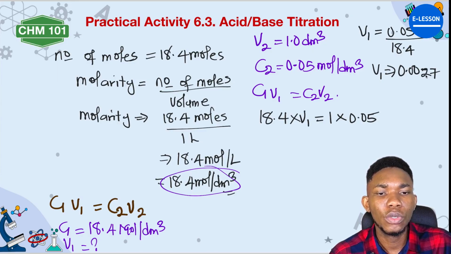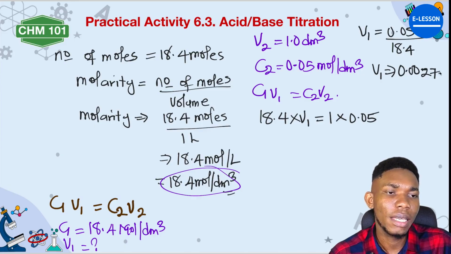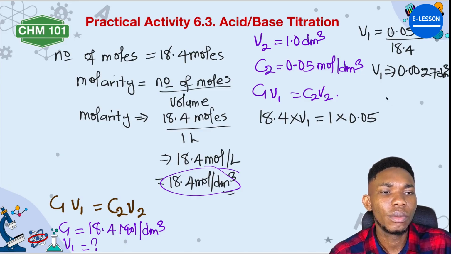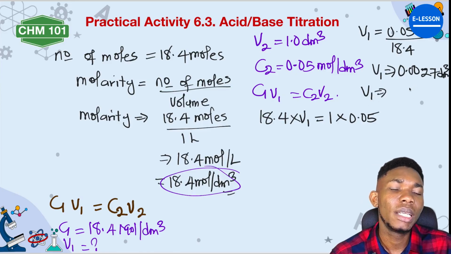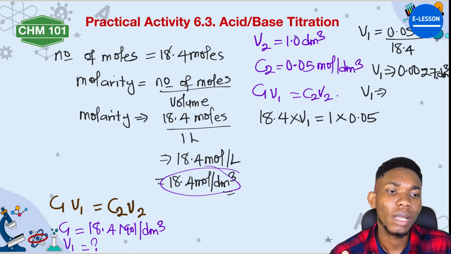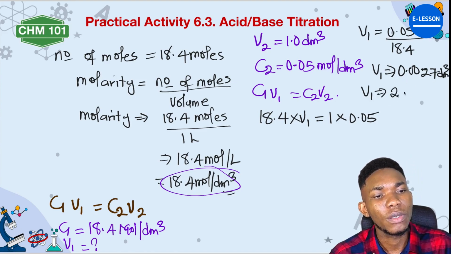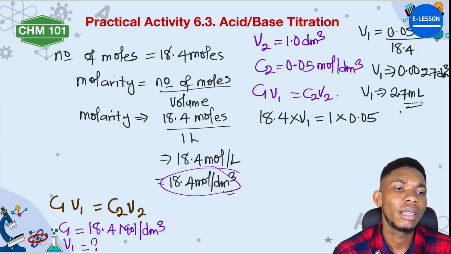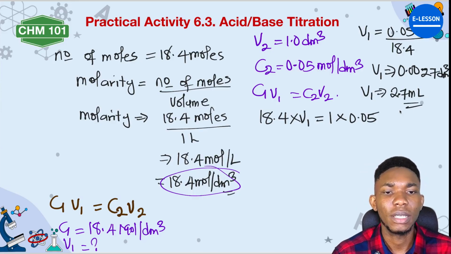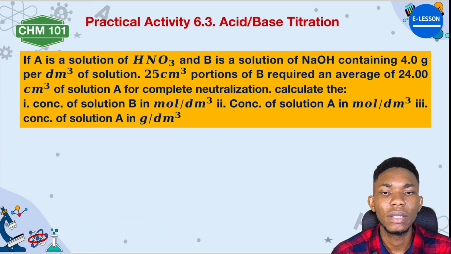What is the unit? The unit would be dm cube, or liter. This is in dm cube. So if you want to convert this to milliliter, you multiply by 1000, because dm cube is 1 liter. So this will give us 2.7 milliliter. That will give us 2.7 milliliter as the correct answer, and that is the answer to that question.